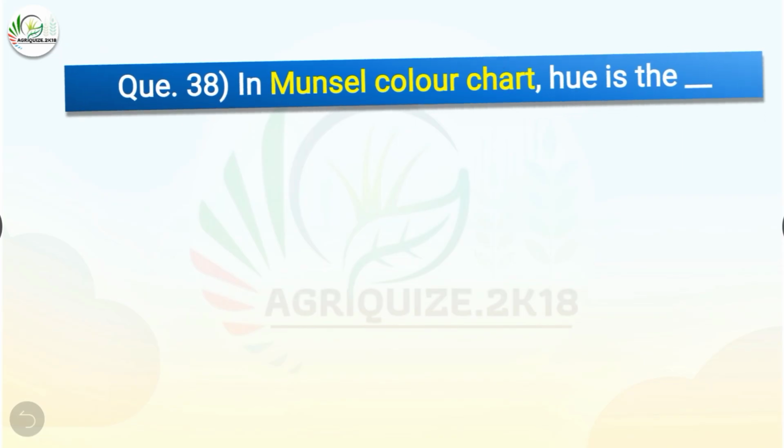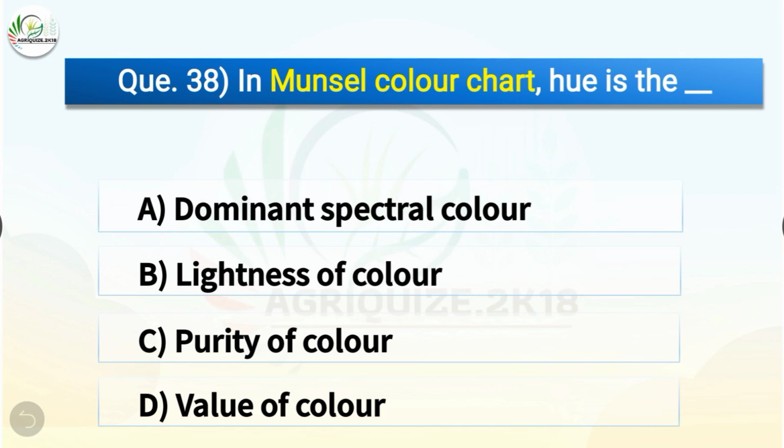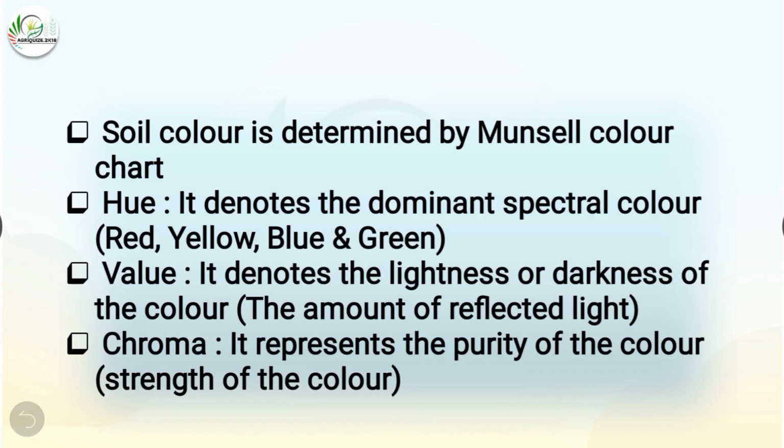Question number 38. In Munsell color chart, hue is the dash. The options are dominant spectral color, lightness of color, purity of color, or value of color. The correct answer is option A, dominant spectral color. So in Munsell color chart, hue is the dominant spectral color. Let's know more about it.